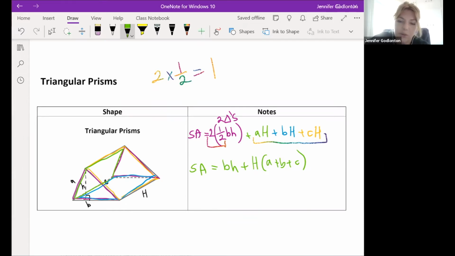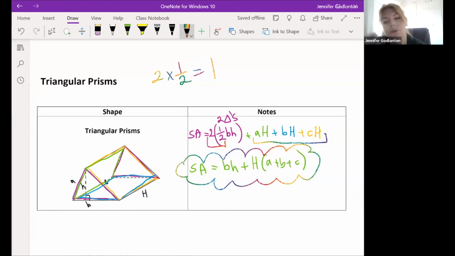So the top way is just looking at all of our different parts and adding them together. And then the bottom way is just simplified. So the 2 times the half just becomes 1, so they're canceling each other out. And then the second part over here, we factorized and took out the highest common factor of H. Lots of you will see this formula in your books or in your notes and be like, where on earth is all of this coming from? But it's actually just coming from a simplified version of working on each side.